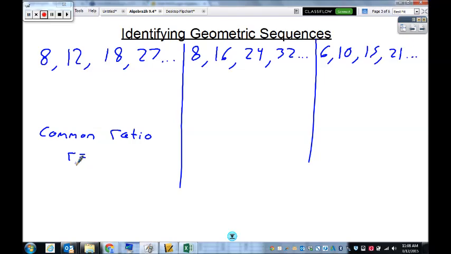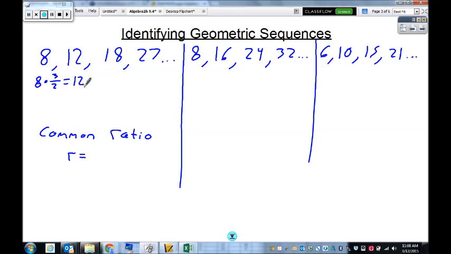Okay, now this first example. Notice that I have 8, 12, 18, and 27. If I look at it first, I'm like, well, 8's not a multiple of 12, but what can I multiply 8 by to get to 12? Well, I notice that if I divide 8 by 2, I get 4, and 4 times 3 is 12. So if I multiply 8 times 3 over 2, that equals 12.